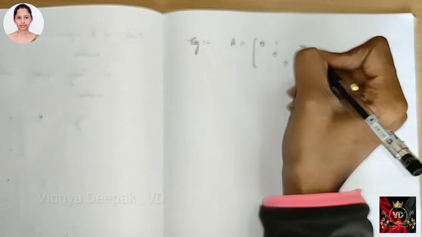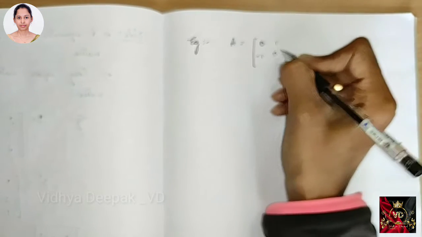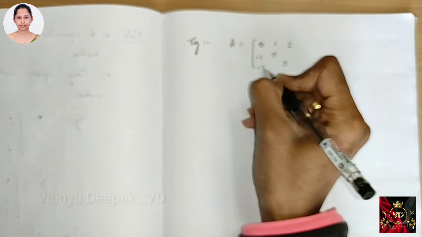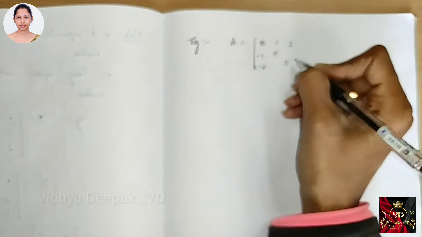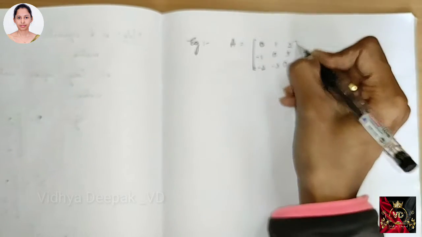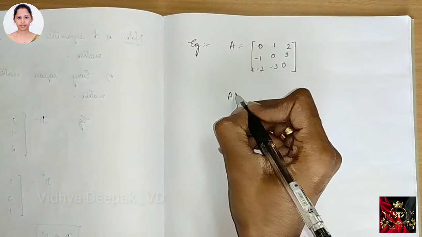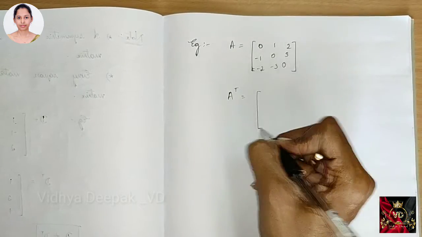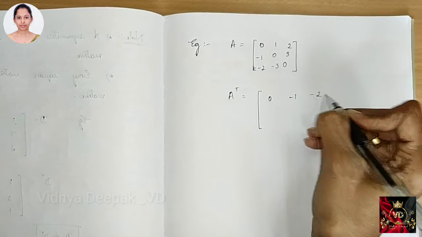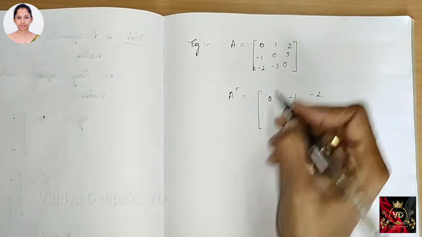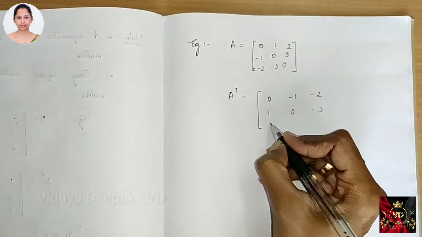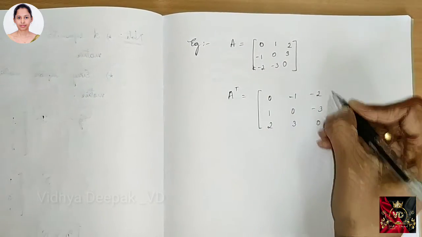So I'll take this as 1, this as minus 1. This element as 2 and this element as minus 2. This element as 3 and this element as minus 3. Now if I take the transpose of this, what are the elements in this first column? 0, minus 1, minus 2. That becomes the row. Next column 1, 0, minus 3. Next column 2, 3 and 0.